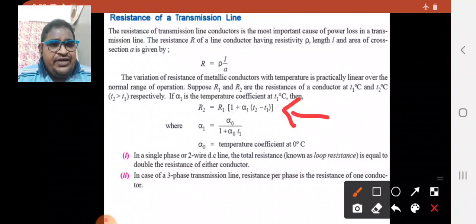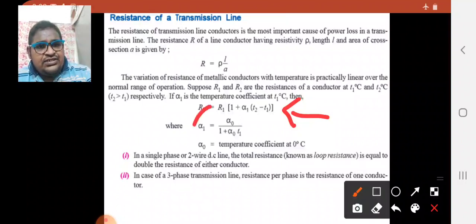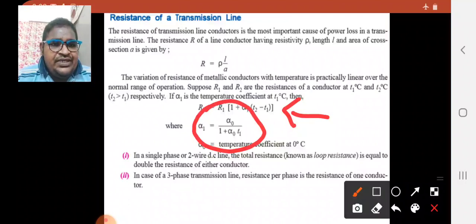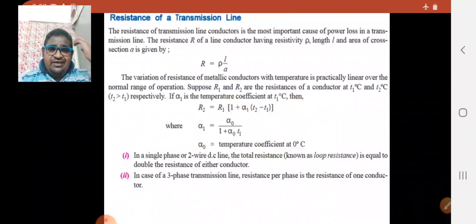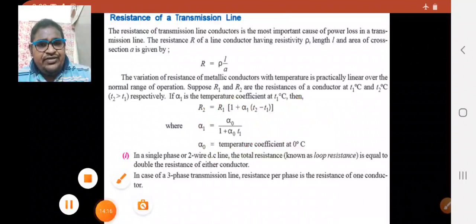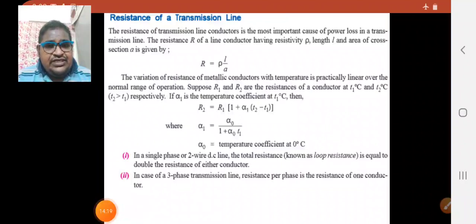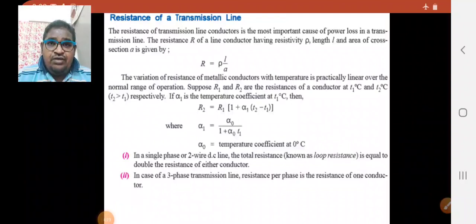Now what is alpha 1 here? We know that alpha 1 is equal to alpha naught divided by 1 plus alpha naught into T1, where alpha naught is the temperature coefficient at 0 degrees centigrade. Now what is alpha? Alpha is the temperature coefficient. The temperature coefficient of the material may be positive, may be negative, or may be 0.